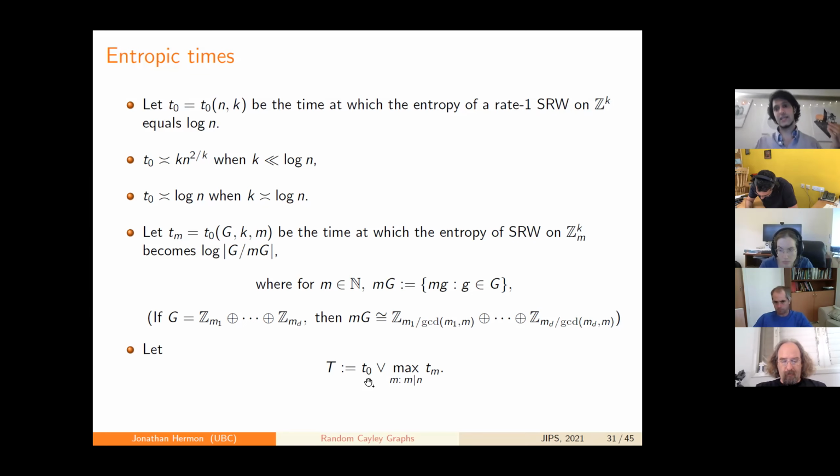Okay, so finally, the entropic time uppercase T is obtained by taking the maximum of T0 and Tm, where m divides the size of the group. Okay, and if this definition of Tm is a bit much for you, it's fine, because really T0 is the main thing to remember.